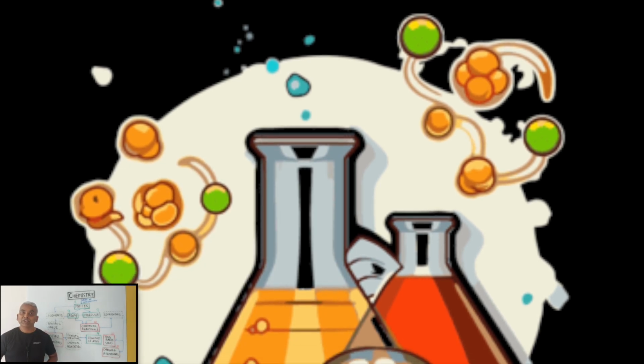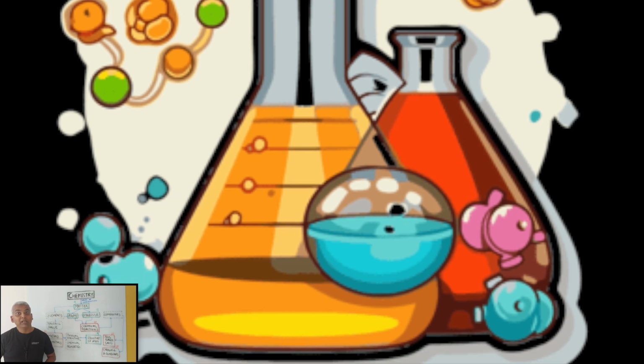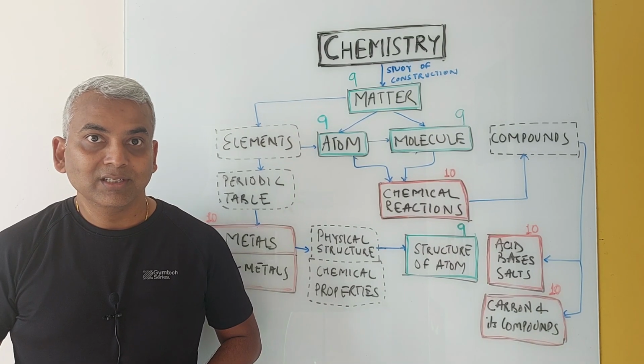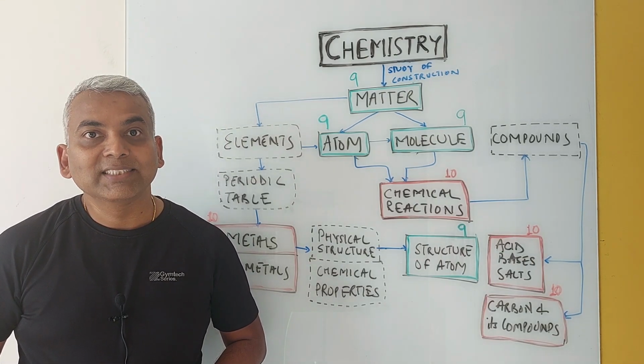When you hear the word chemistry, what pops up in your head? Probably words like chemicals, chemical compounds, chemical reactions, and a lot of chemical confusion. Let's break it all down so that it makes sense.